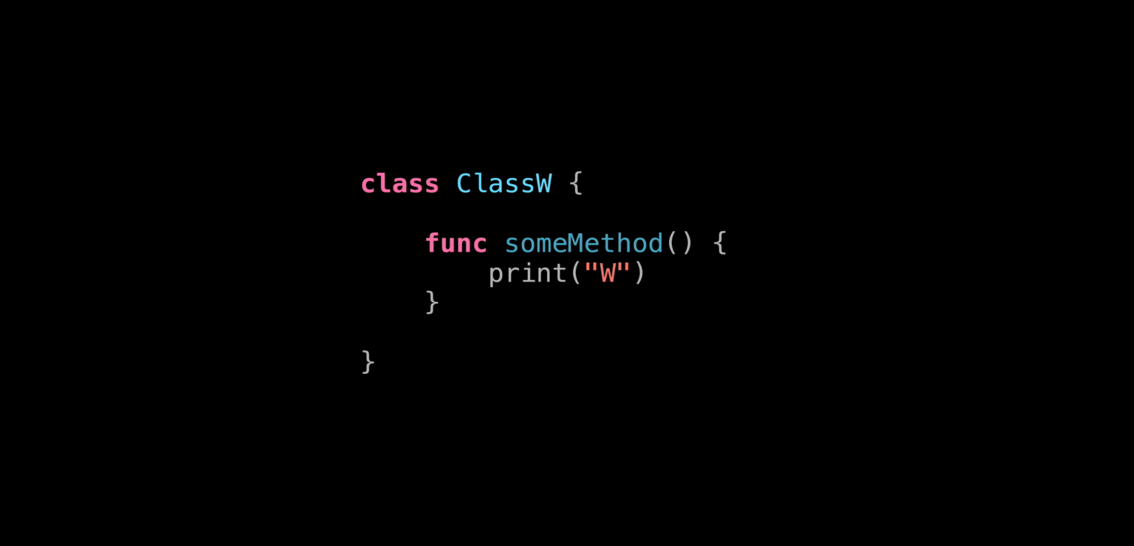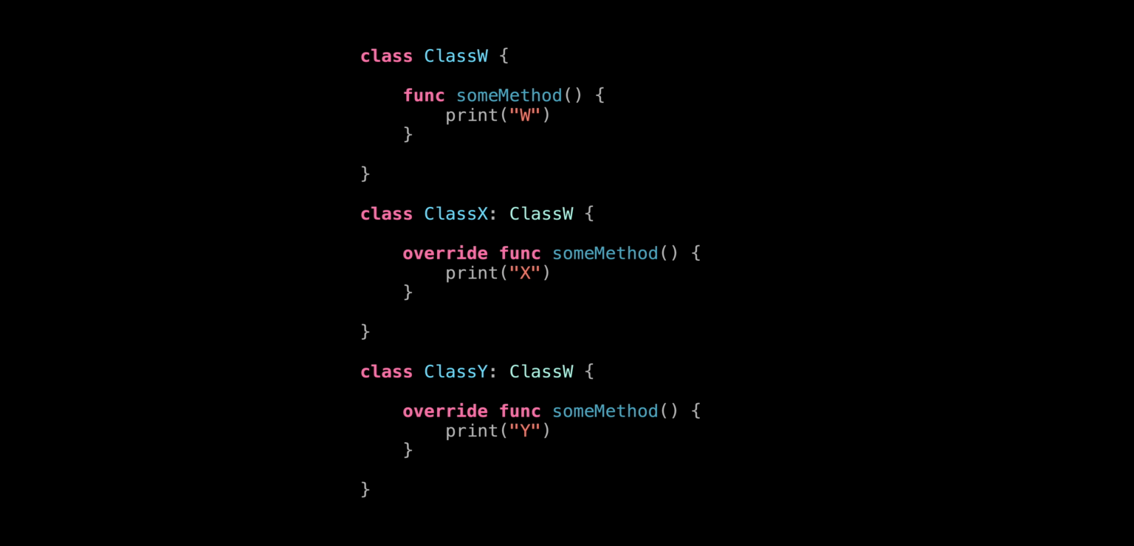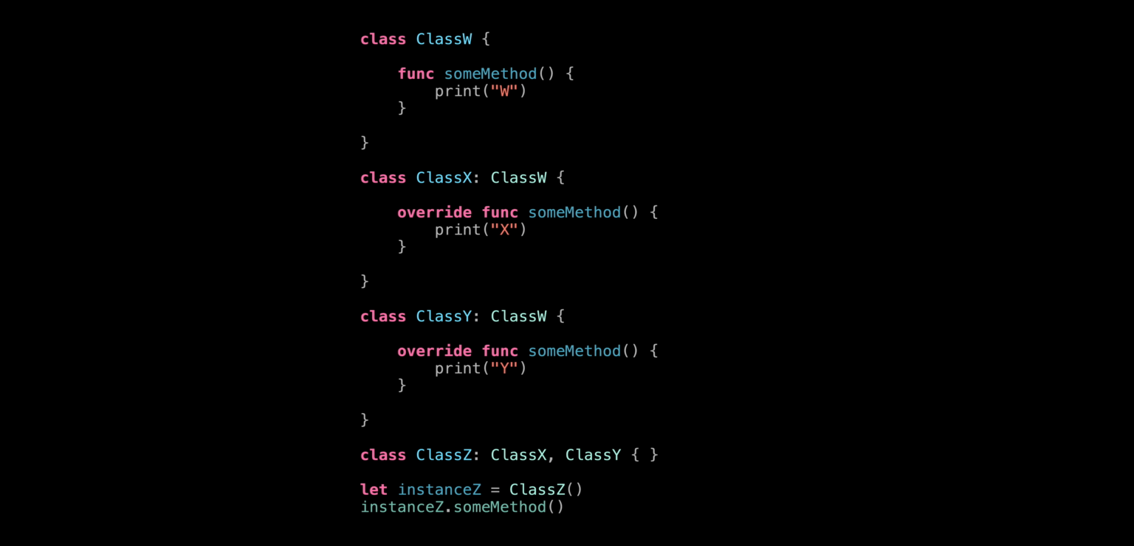Here's how it works. Two sibling classes are derived from the base class, and both override the same method. Then another class inherits from both of them, but doesn't override that method. How can the language know which implementation it should use? There's a few strategies, but all have some flaws. Because of that, Swift and other languages simply disallow multiple inheritance.